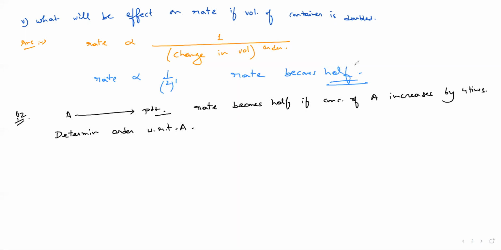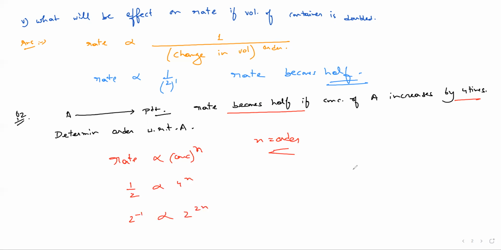Completed. I hope all of you completed this one. How can you solve? Again, same thing. The formula is the same: rate is proportional to concentration to the power order. Order I am taking as n. n is the order. Now rate becomes half when concentration increases by 4 times. So 2 to the power -1 equals 2 to the power 2n. So 2n equals -1. What should be the n value? n value equals -1/2. Is it clear?